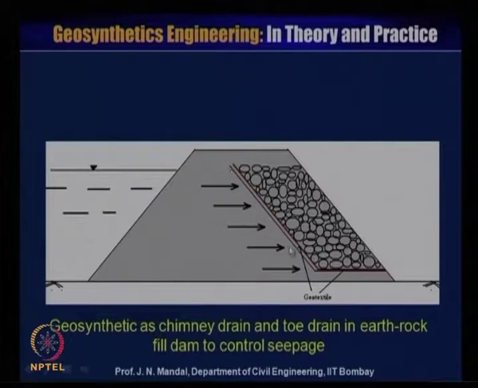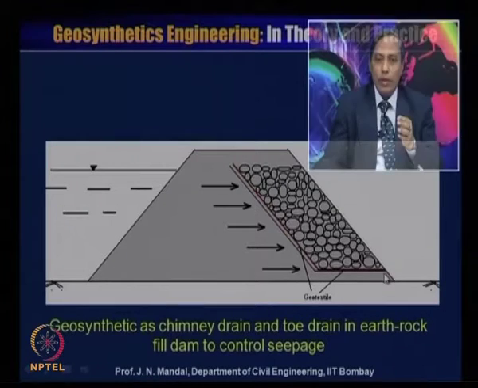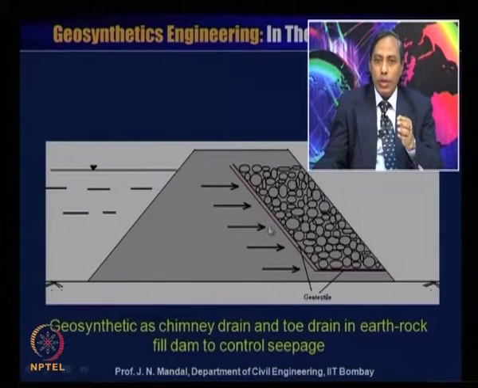This is geosynthetic as a chimney drain and trough drain in an earth rock fill dam. The red color is the geosynthetic material. This is the earth dam, and this is the chimney drain. This is the earth rock fill dam, to control the seepage. The water can pass through this, and this is the aggregate. So the water will not mix with the aggregate; it is drained out. So the geotextile material controls the seepage.